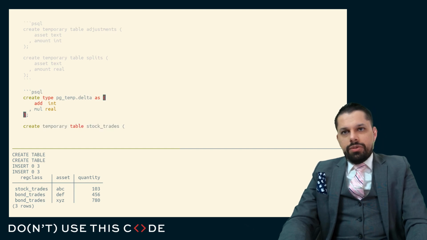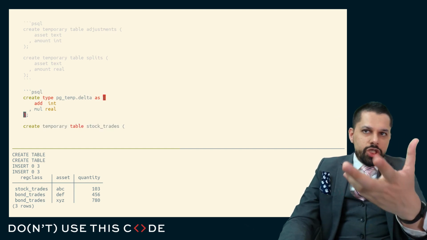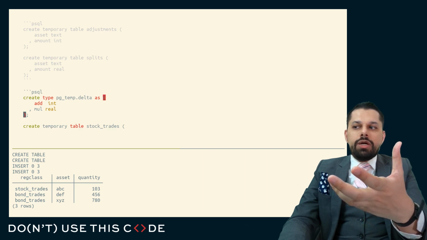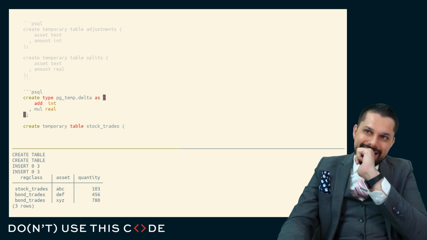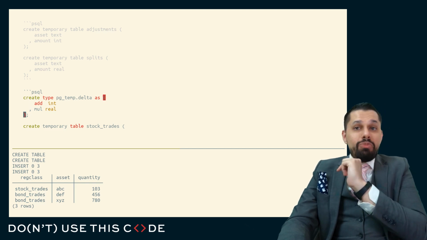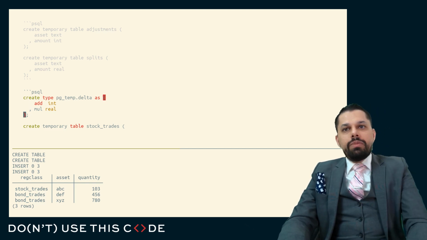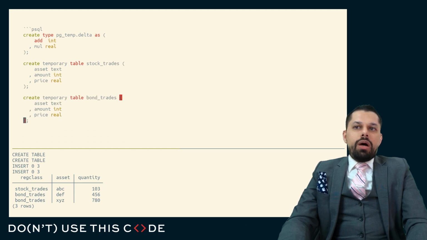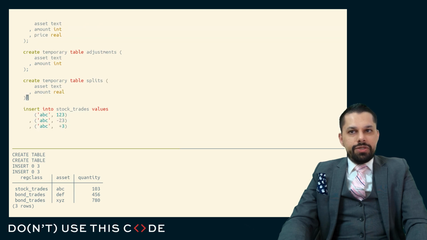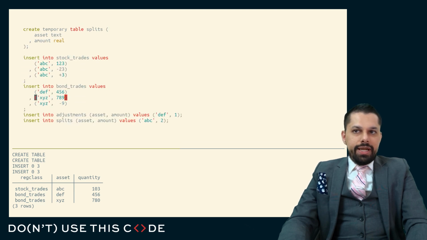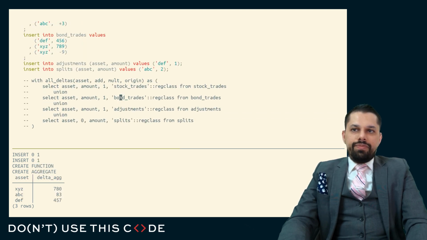Well, one way we could represent those is as a delta. We could say that an adjustment is maybe a version of an additive delta. It represents just adding to what you hold, and a split is an example of a multiplicative delta. And we could model our stock trades. We could model our bond trades. We could model our adjustments as one table and our splits as another table. And we could insert the data into these tables like this.